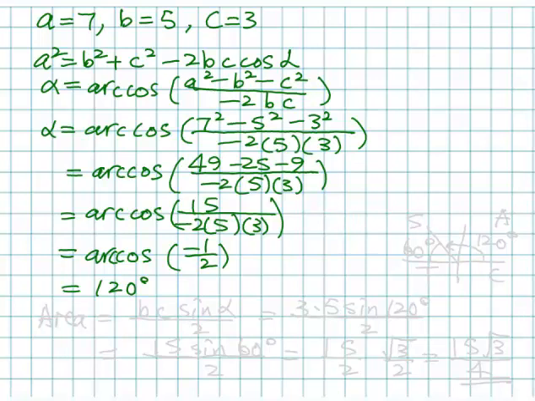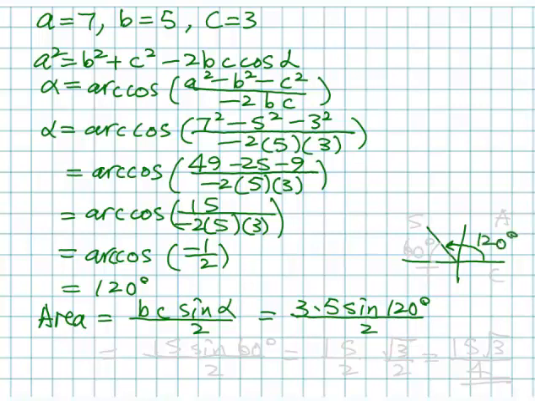Now we can use the area formula that we learned from the previous section. Area equals BC times sine of alpha over 2. That's just basically base times height over 2. Equals 3 times 5 times sine of 120 degrees over 2. We will draw a figure to indicate how we find sine of 120 degrees.